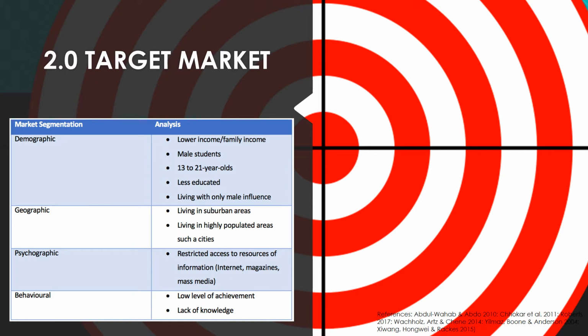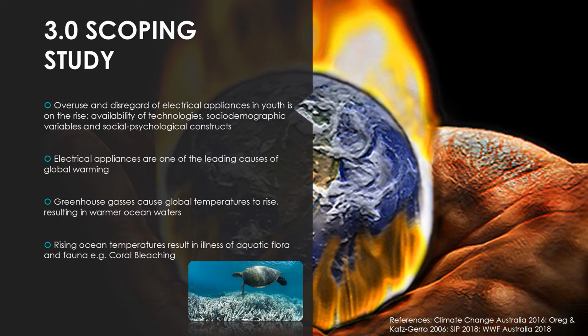Therefore, a marketing perspective would suggest that the market would most likely be reached through a mobile phone device. The overuse and disregard of electrical appliances in youth is on the rise due to the availability of technologies, socio-demographic variables, and social psychological constructs such as situational factors, lack of knowledge, and lack of understanding.